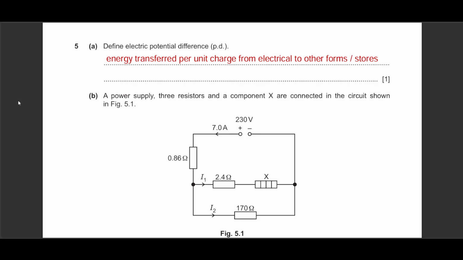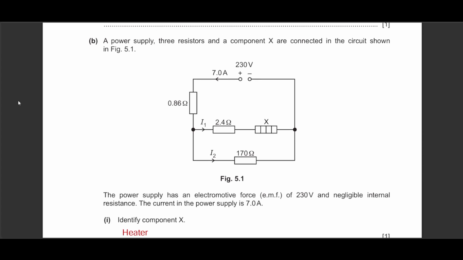Question 5. Electric potential, again taken directly from the syllabus. Energy transfer per unit charge from electrical to other forms or stores. Stores would be a better word. Power supply, 3 resistors are there.